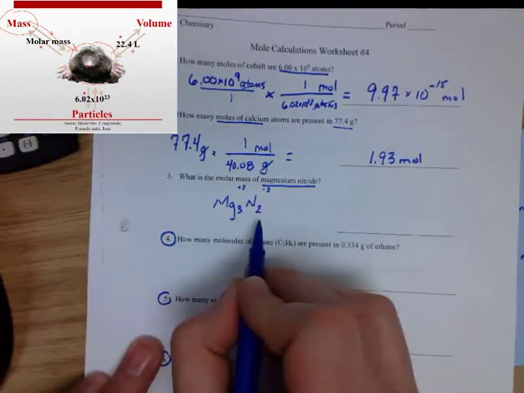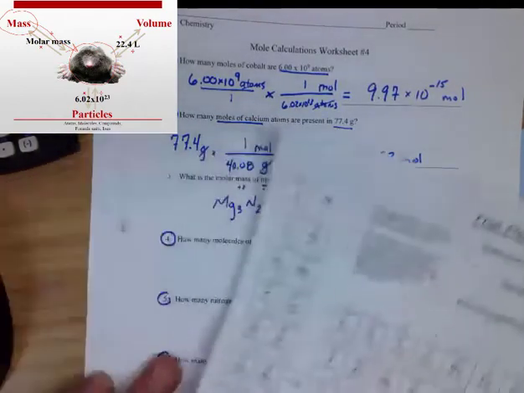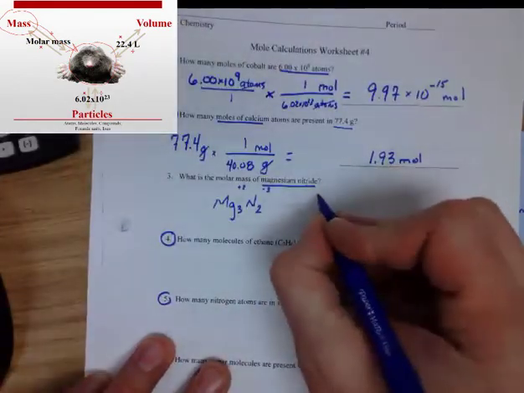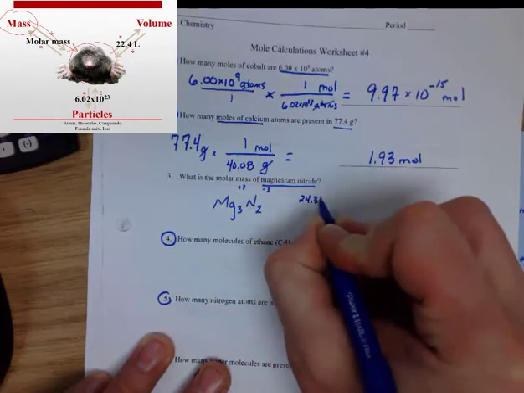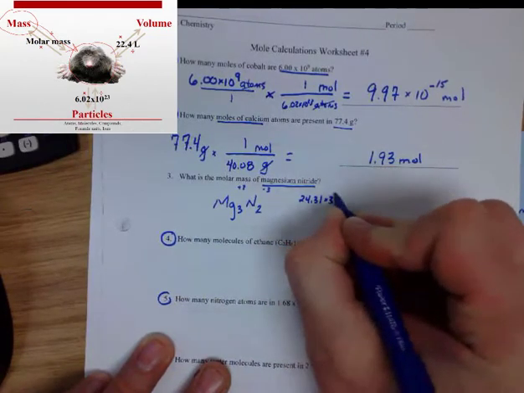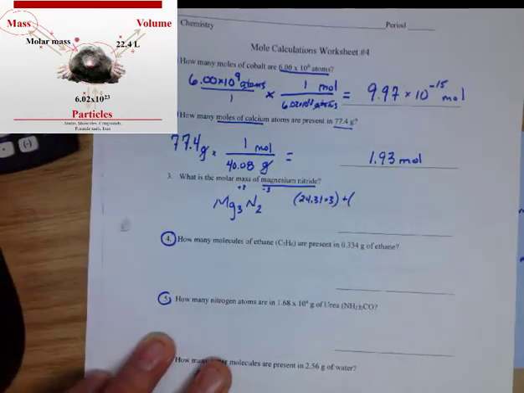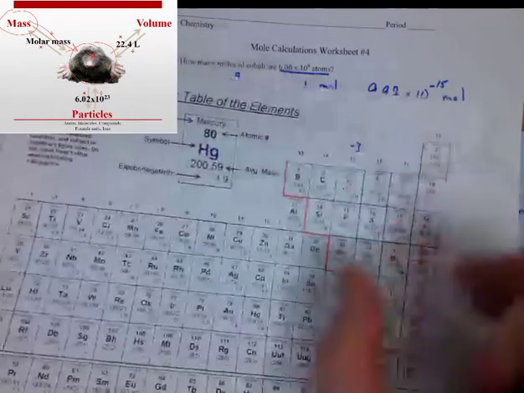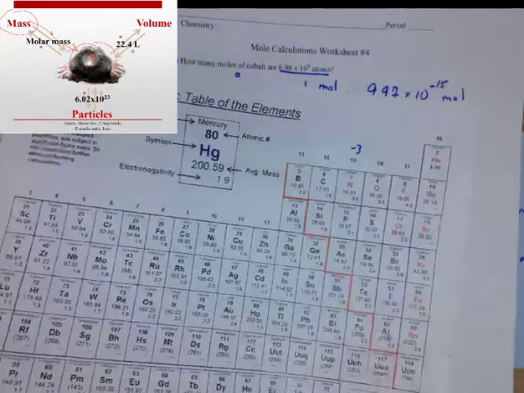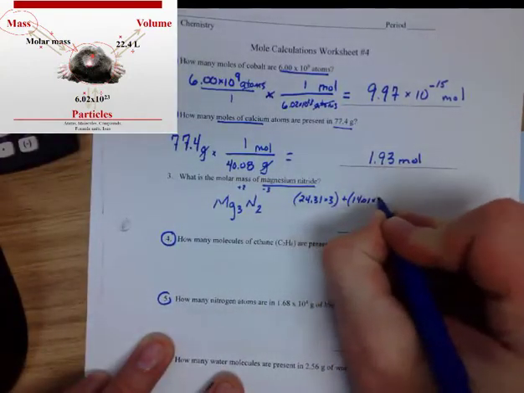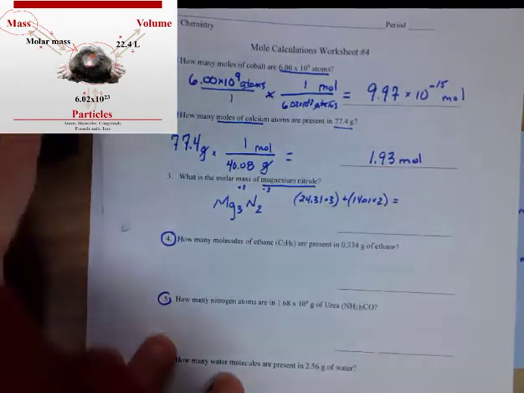All right. So when I actually calculate my molar mass, magnesium is 24.31. So I'm going to take 24.31 and multiply that by 3. I'm going to add to that my nitrogen, which is 14.01 grams, and multiply that by 2. Let's find out what that gives us.